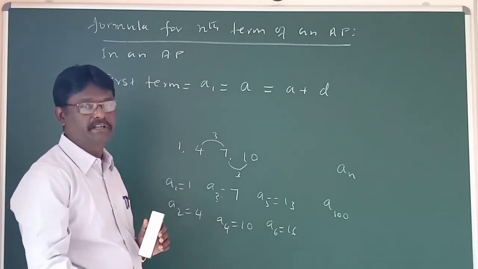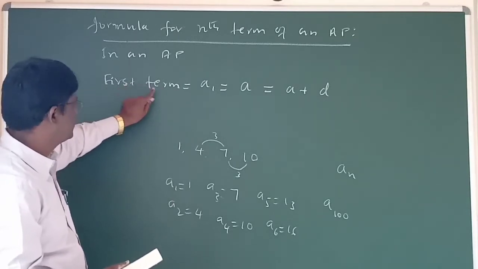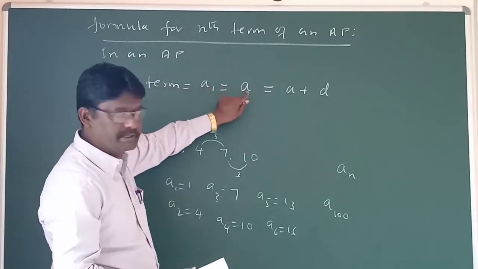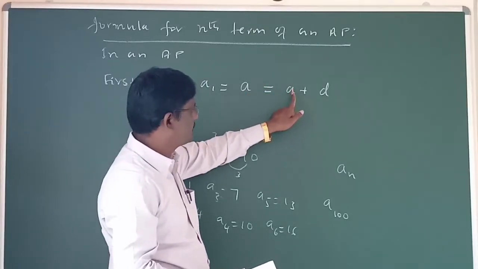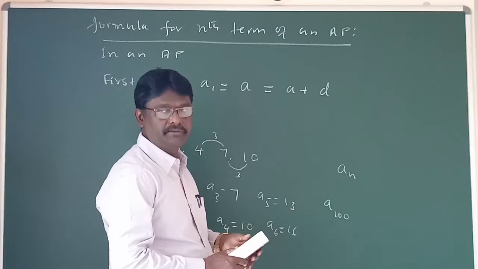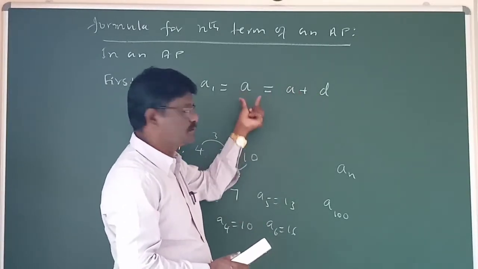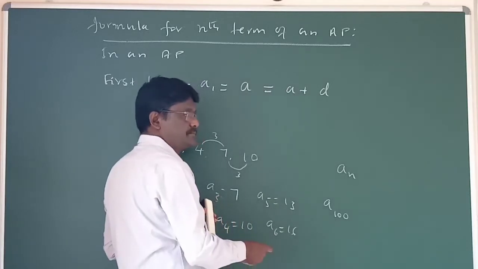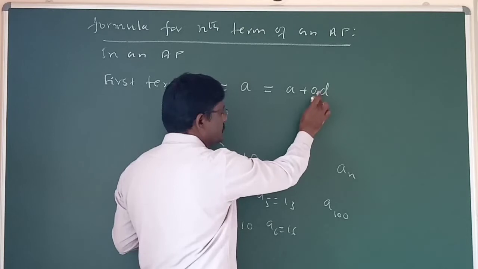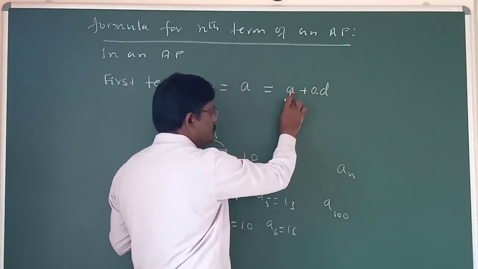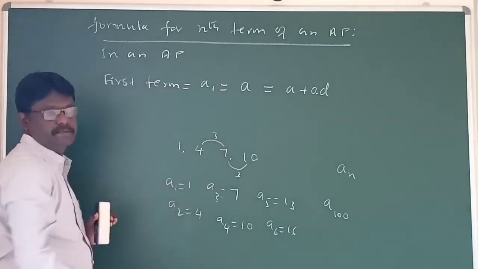It is the second term. But here we started with what? First term. First term A1. In case of an AP, denoted as a, it cannot be a plus d. Then how could that be? Just by multiplying this by 0. 0 into d, 0. 0 plus a is a. a means A1. A1 is the first term.